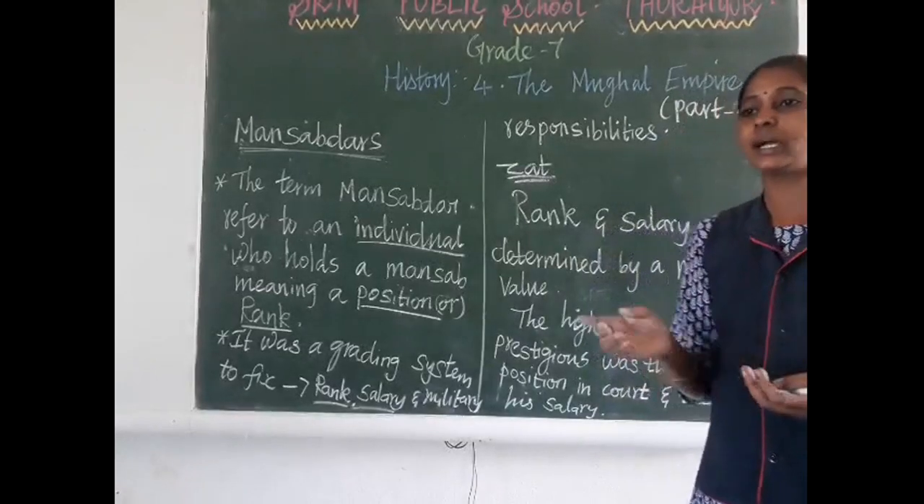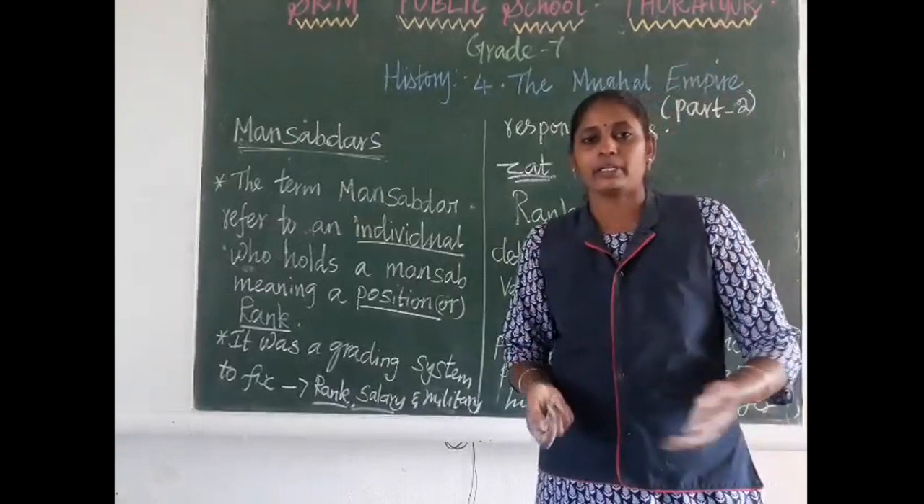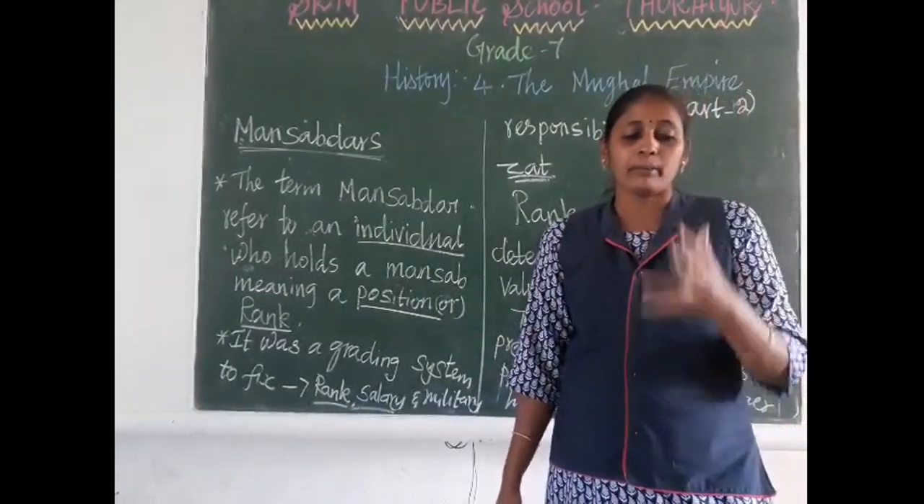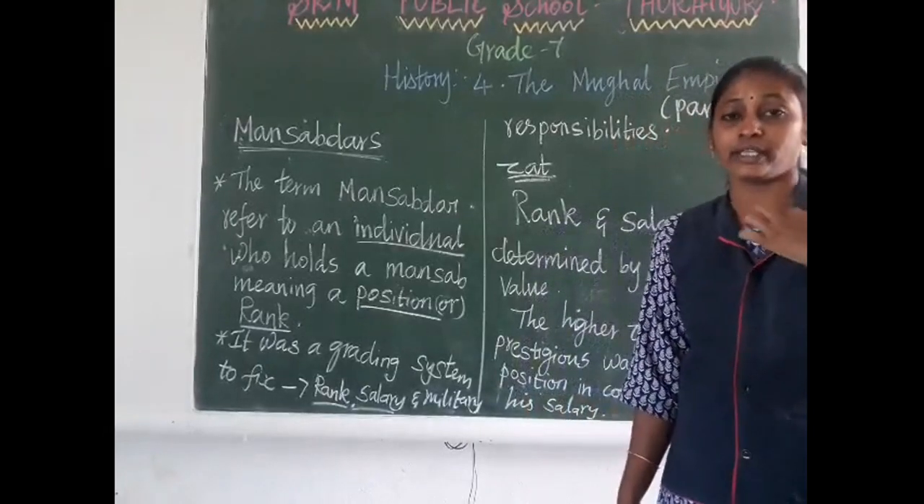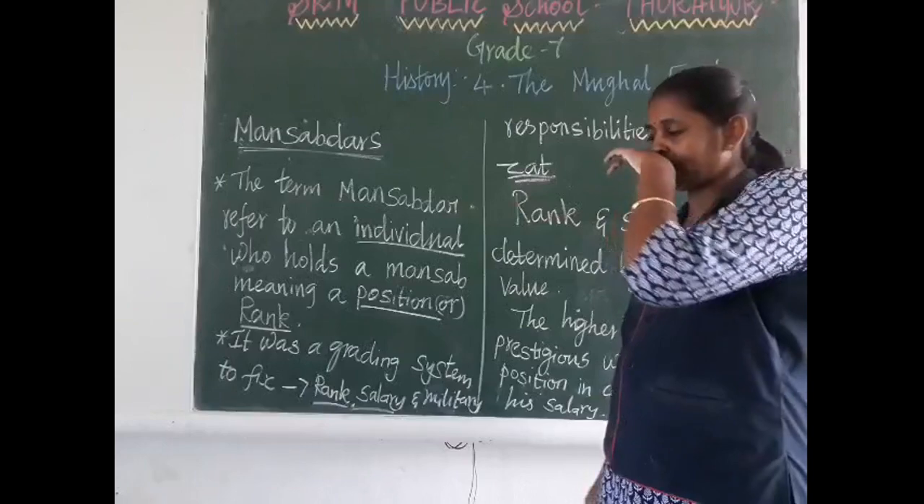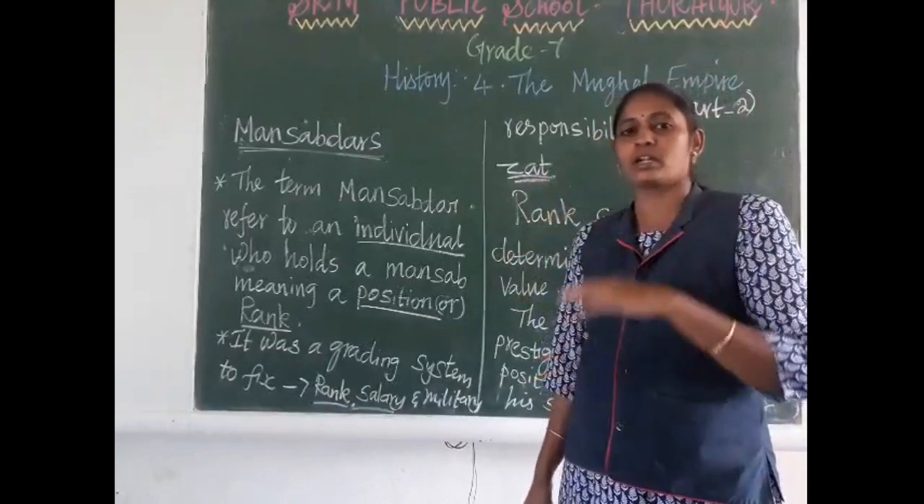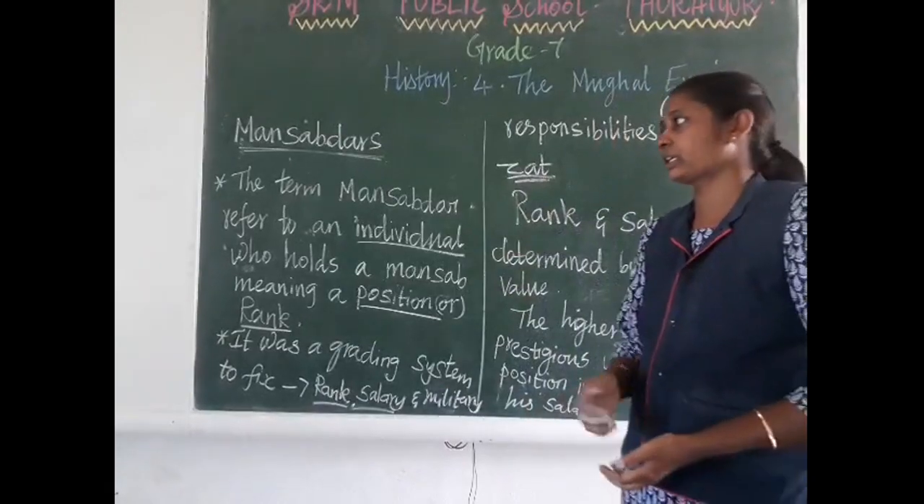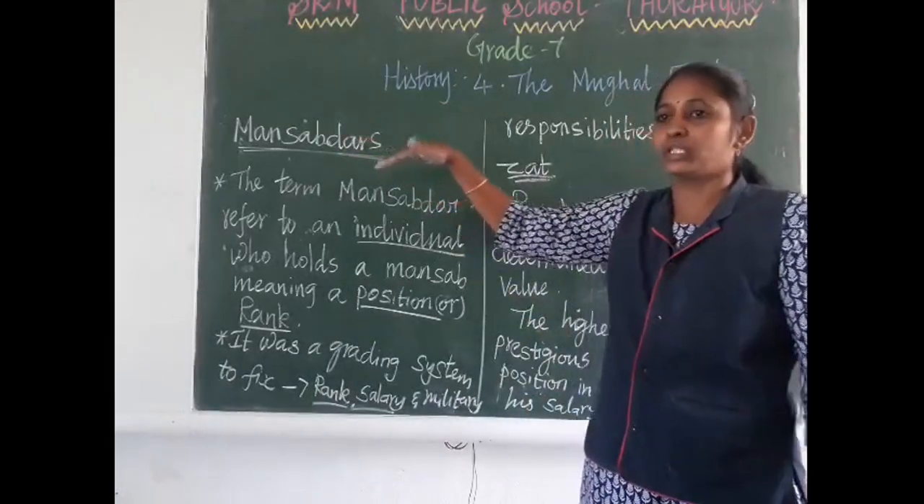In that they compare the Akbar period and the Aurangzeb period. In the Akbar period, the highest rank was 1000 alone. So I'll say the number of Mansabdars was also very few. But in the time of the Aurangzeb period, the number of Mansabdars also increased.